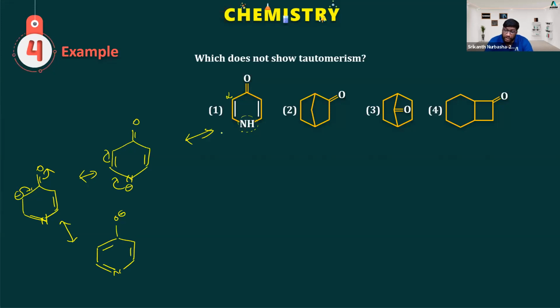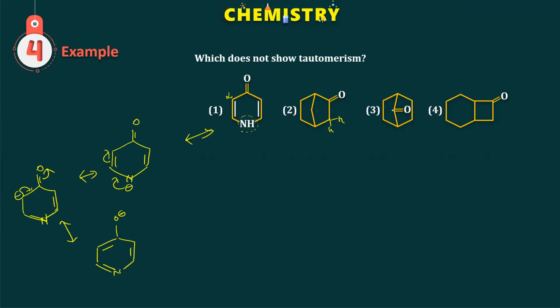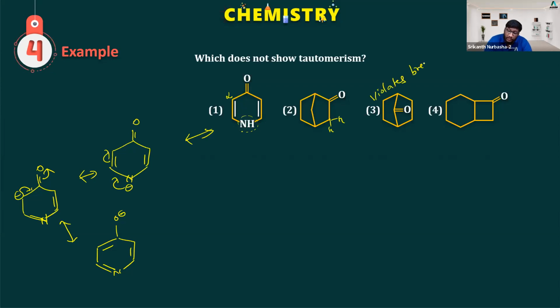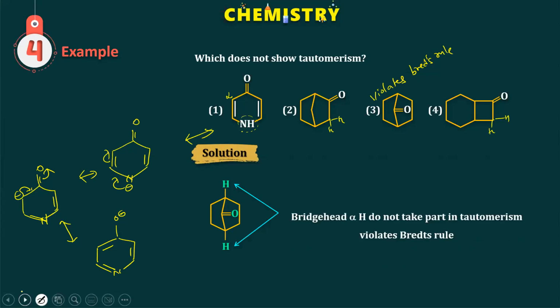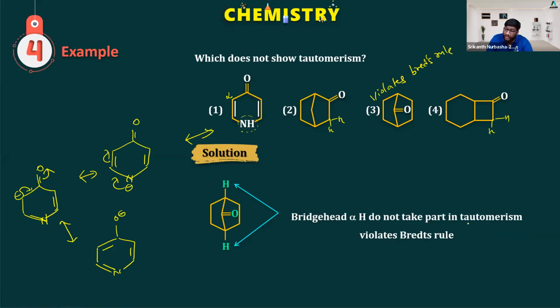Okay. So the first compound will show. Second compound? Yes, sir. The second compound will show, because here we have hydrogens. Third compound? No, sir. The third compound cannot show, because the bridgehead center violates Bredt's rule. Fourth compound will show. Yes or no? Yes, here we have hydrogens. So the fourth compound can show. Bridgehead alpha hydrogen does not take part in tautomerism, so it violates Bredt's rule. So the third compound is the one which will not show tautomerism.